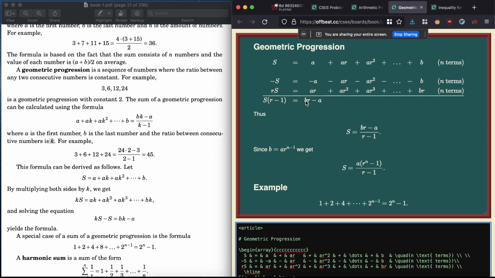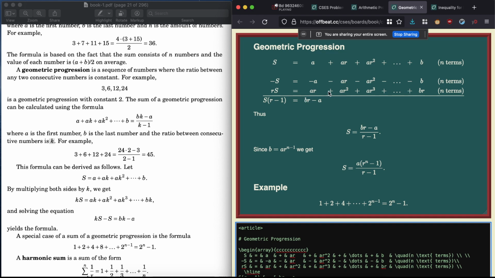And now there will be some cancellations, and let us take a look at that. So this ar would cancel this minus ar. What we'll do is add up these two equations, this equation and this equation. And when we do this addition, we'll see some cancellations. Let us see the left-hand side first. The left-hand side becomes capital S times r minus 1, that we can see here. Capital S is the common factor outside, r minus 1 stays inside the parenthesis.